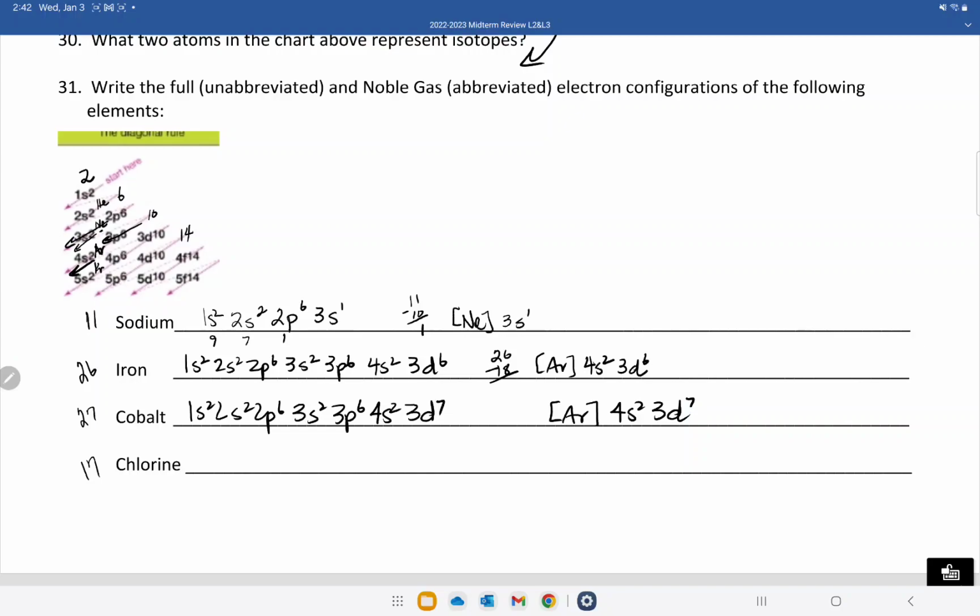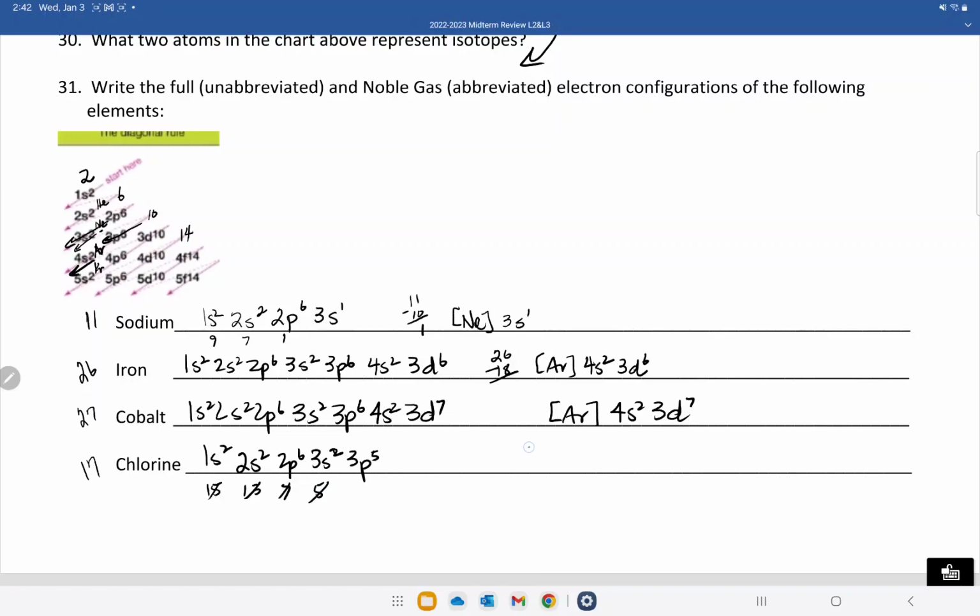Chlorine has 17. The first 2 go in the 1s, 15 more. 2s, 13 more. 2p, 7 more. 3s, 5 more. And after 3s comes 3p.